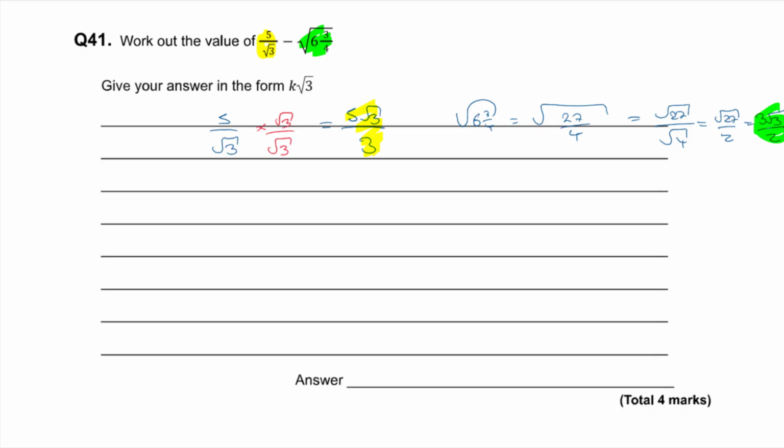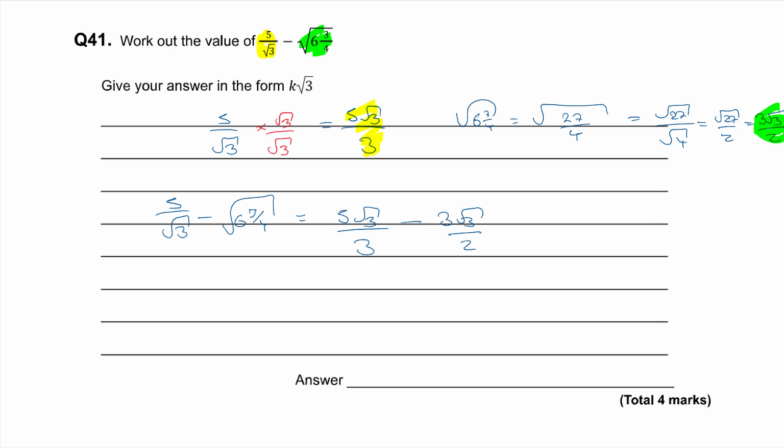Let's recombine them then. Starting back with what I started with, 5 over root 3 minus the root of 6 and 3/4 is equal to the yellow bit, 5 root 3 over 3, minus the green bit, which is 3 root 3 over 2. Got fractions with different denominators here. If you want to subtract them, you need the same denominator, don't you? So you've got 3's and 2's here. So the common denominator would be 6.